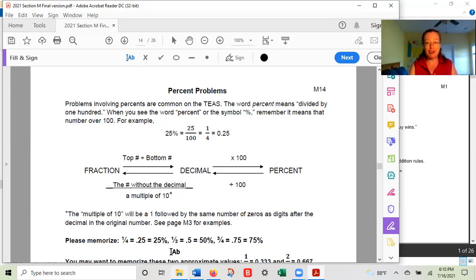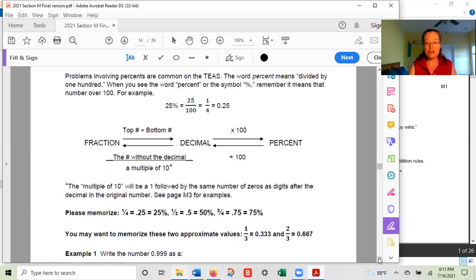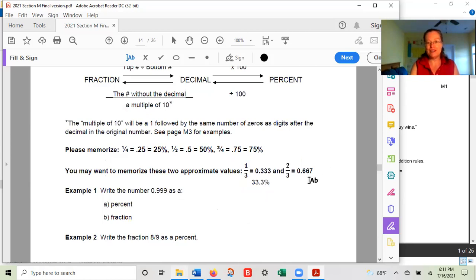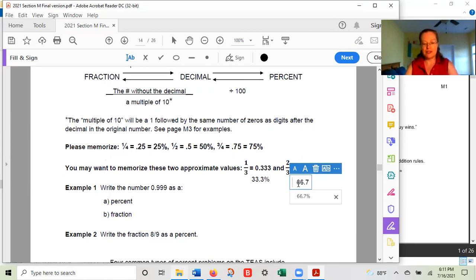I want you to memorize, if you haven't already, that 1/4 is the same as 0.25 or 25%. 1/2 is the same as 0.5 or 50%. 3/4 is the same as 0.75 or 75%. You may want to memorize these approximate values, and I forgot to turn them into percentages. So 0.333 is the same as 33.3%. And 0.667 is the same as 66.7%.